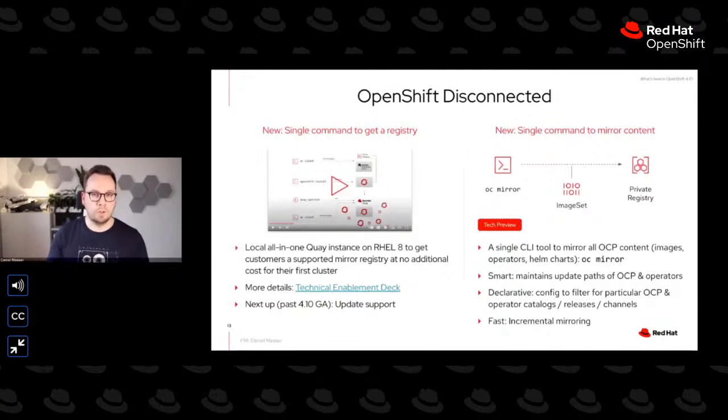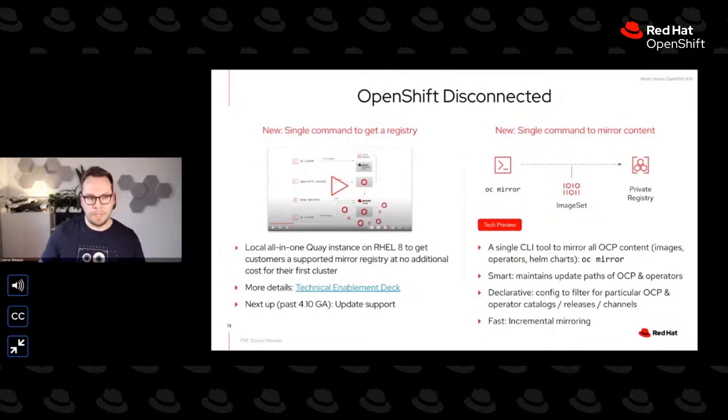OC Mirror is your one-stop shop to mirror the OpenShift images, the operator images, Helm charts, and any custom images. You do this in a very declarative, Git-friendly way by expressing all your desired OpenShift releases, as well as operator catalogs and operator releases, in a text file. You feed that text file to the command line utility called OC Mirror, and it mirrors all this content in a single step, in a single command, in a single transaction.